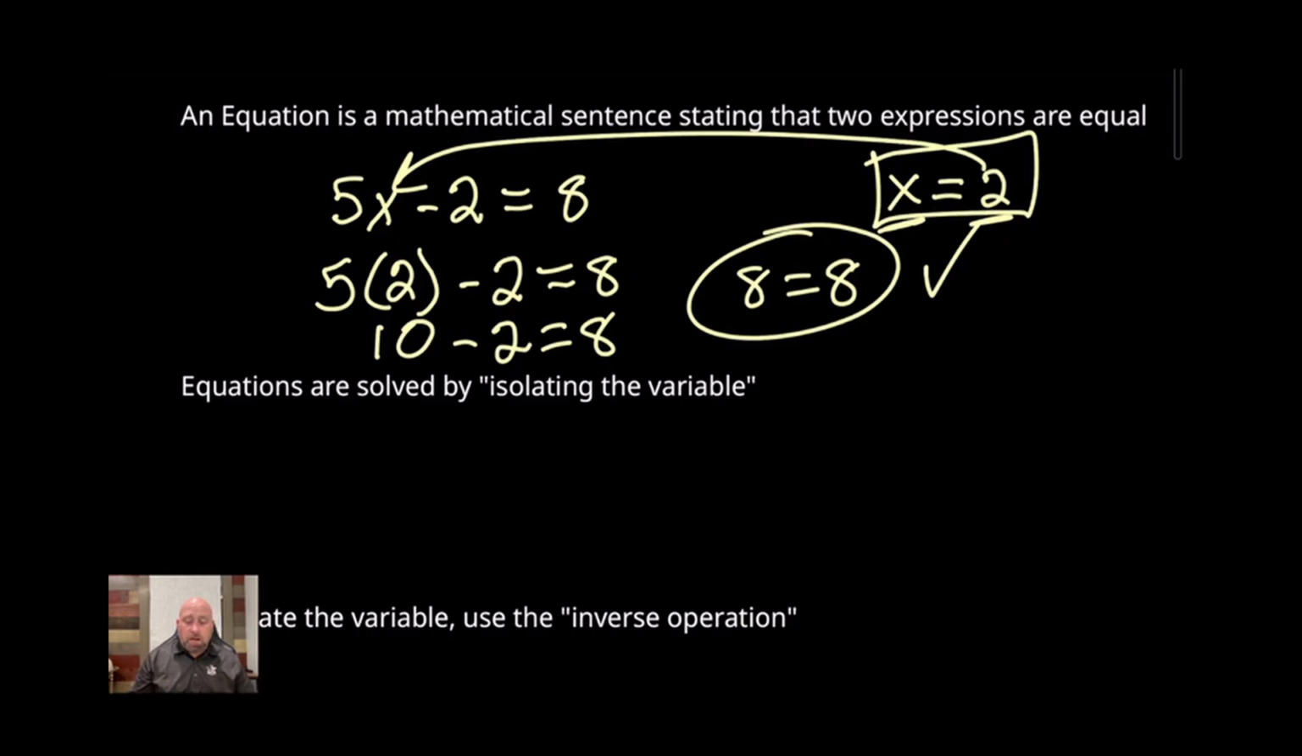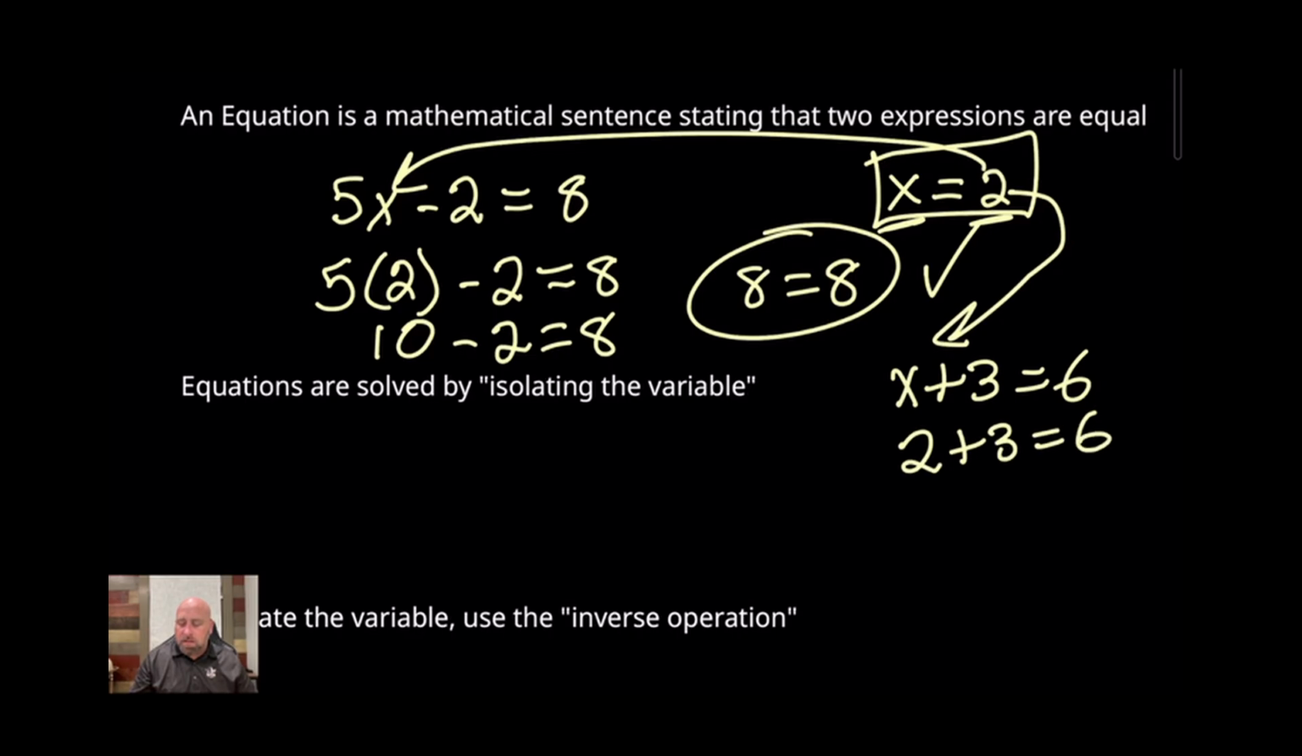All right, then they do another one. It's x plus 3 equals 6. And they say, if you substitute the x for 2 again, does that work? So if we do the same thing and use this 2 here, 2 plus 3 equals 6. 5 equals 6. That's wrong. And so this whole thing is wrong. So in this case, 2 is not the correct answer. Okay, so that's all that they're asking you to do there.